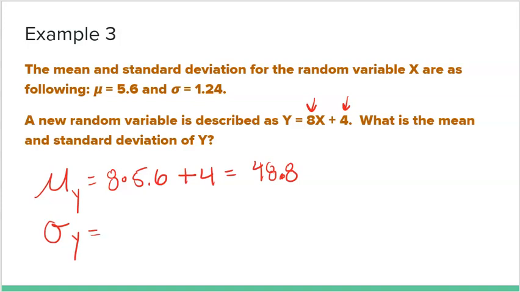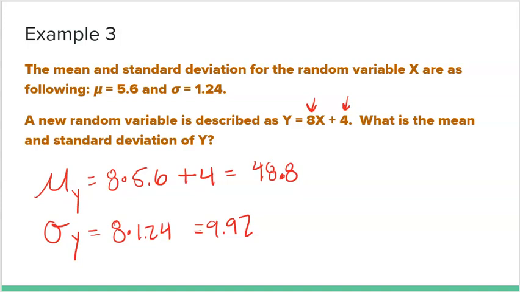But the standard deviation, however, is only going to be impacted by that multiplication. The addition, moving data up or moving data down, that's not going to affect how spread out the data is. So I'm just going to simply take 8 times 1.24, and I get 9.92. So this is a very common type of AP question to just make sure that you don't get tricked and you don't accidentally add or subtract a constant to a standard deviation, because it does not affect it.